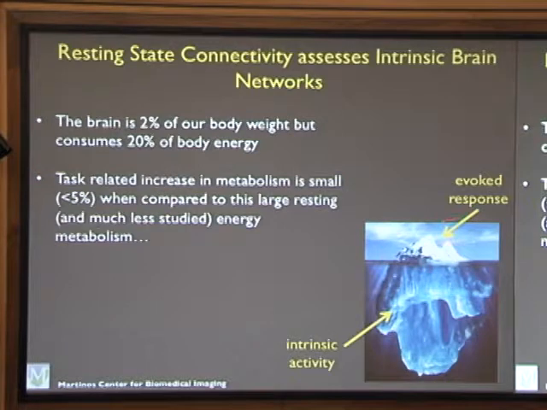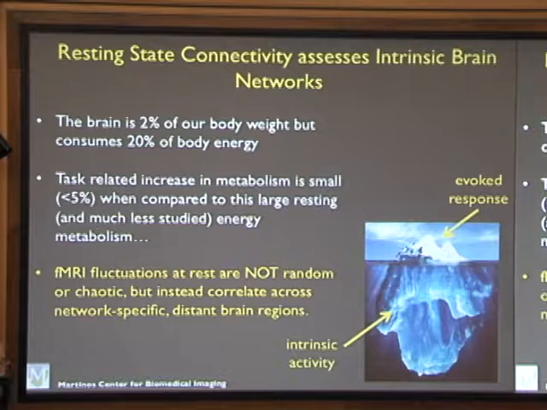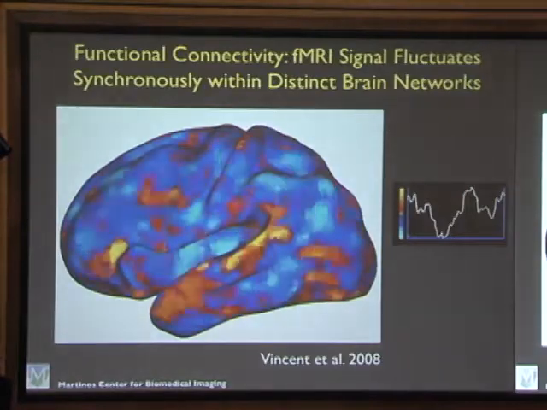The evoked response is what has been studied a lot with conventional neuroimaging, but how can we look at this intrinsic activity, this connectivity within the brain, using neuroimaging? One way that people have started to grapple with this is using fMRI, or functional MRI. And fMRI fluctuations at rest are not random or chaotic, but instead correlate across network-specific distant brain regions. This is a very interesting phenomenon.